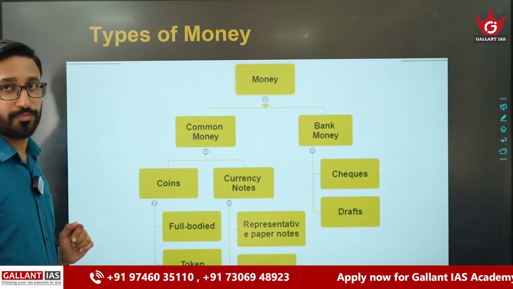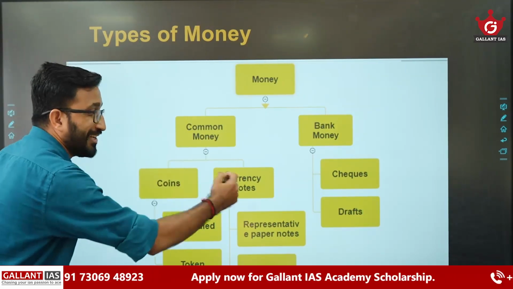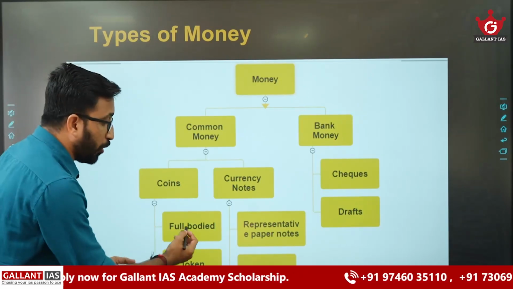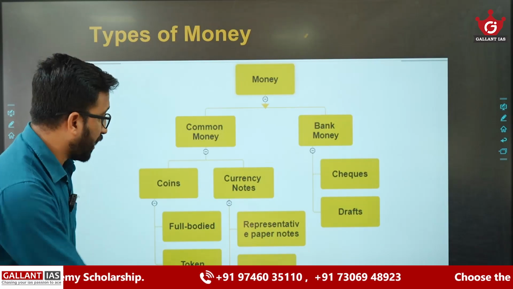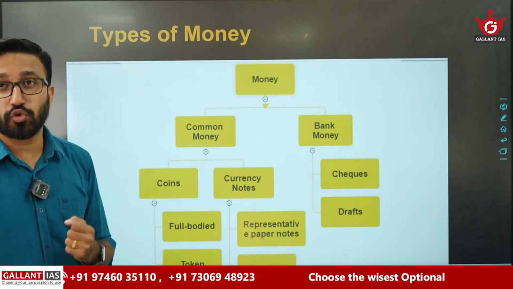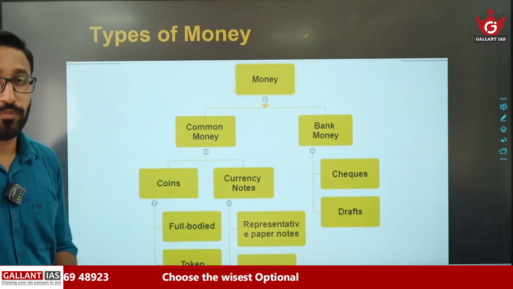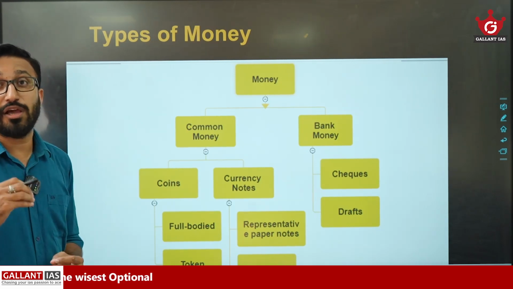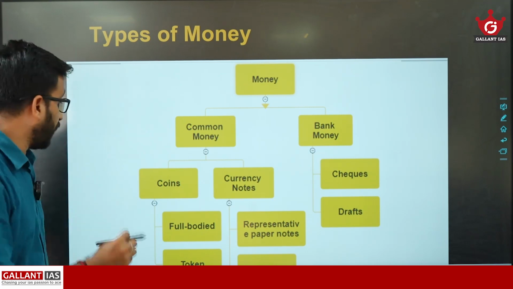Come to this part, our common money. Common money can be classified into coins and currency notes, and coins are again divided into full bodied money and token money. So what is the difference between full bodied money and token money? The difference lies in the commodity value and the money value.